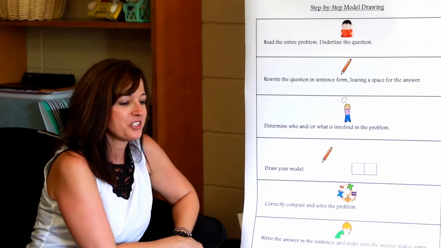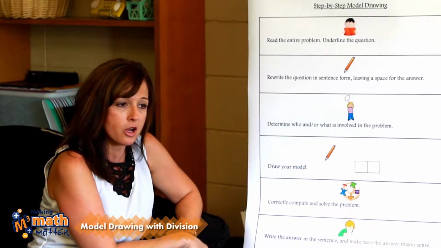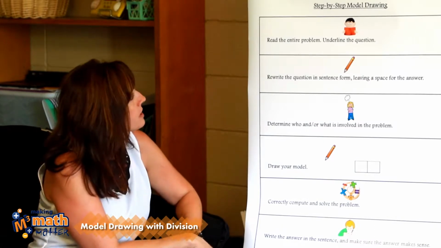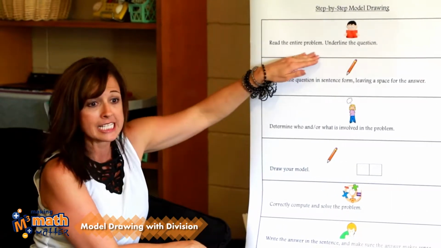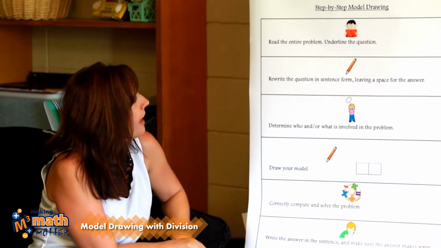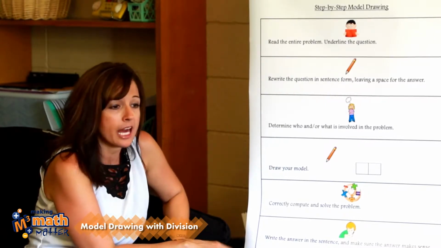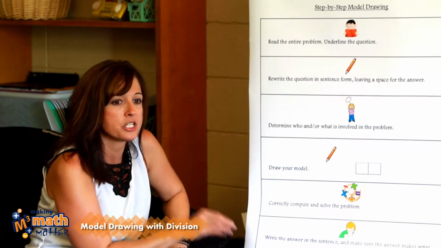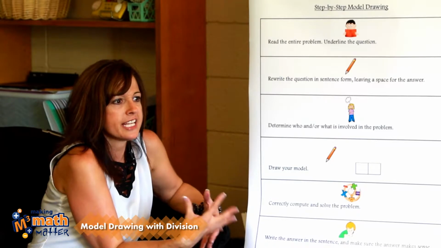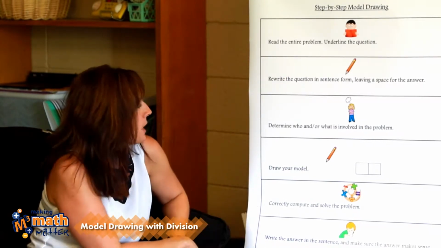All right, students, today what we're going to do is review the steps to model drawing. And then we're going to actually go and do some math and use those steps. So we always start off by reading the entire problem, because mathematicians are also readers, aren't they? And then we underline the question. After that, we're going to take that question and rewrite it into a sentence, and we're going to leave a blank for our answer. That gets us nice and focused on what am I looking for? What question am I answering?